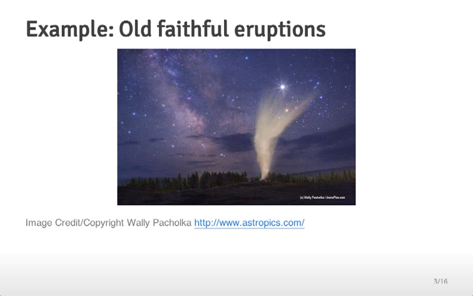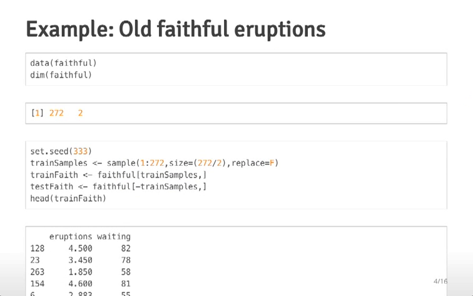So the example that we're going to be using to illustrate these regression models is Old Faithful eruptions. Old Faithful is a geyser in Yellowstone National Park, which is near where I grew up in Idaho. So this is a very beautiful picture of Yellowstone and the Old Faithful geyser. And what we actually have is data on the eruptions of this geyser, both the waiting time and the duration of the eruption.